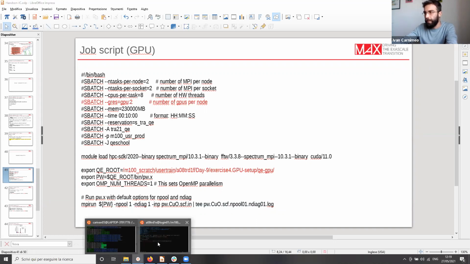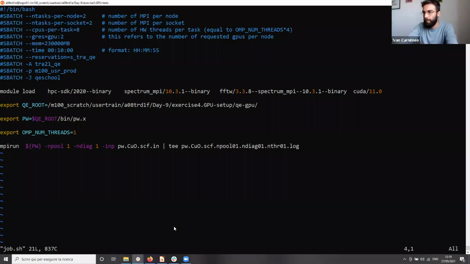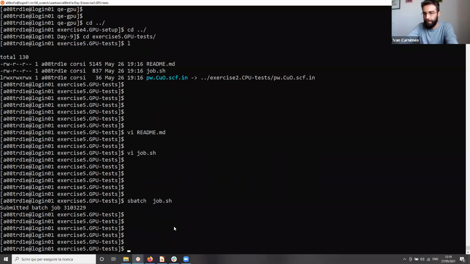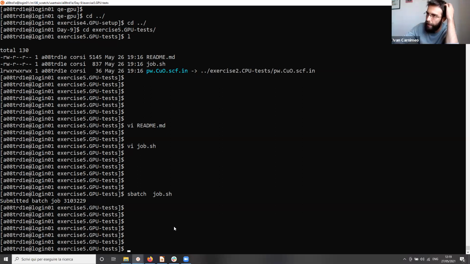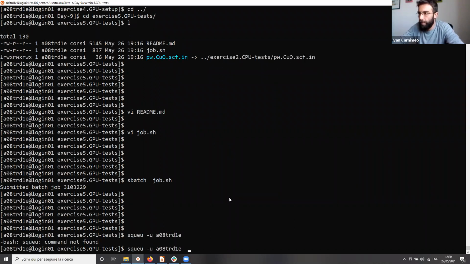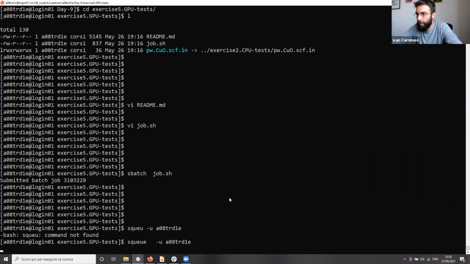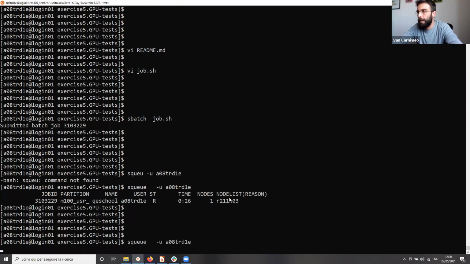The cool thing now is that if I submit this job instead, you can, of course, submit the job shell as is. The input file is exactly the same we ran in the previous exercise for CPU. So now this is running.